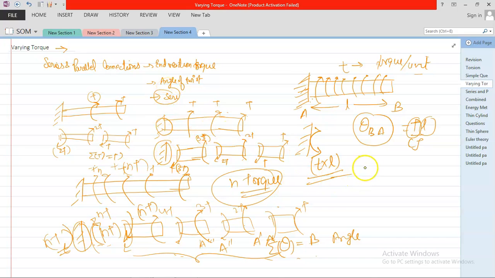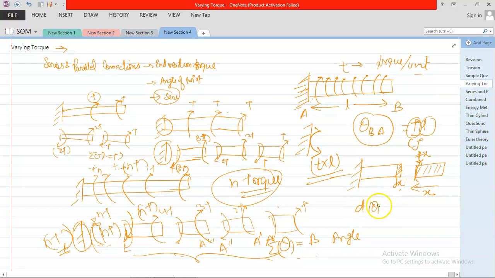So we need to form a function. Just like in UDL, we used to do related to UDL only. Suppose I am taking this dx element here. What is the end reaction couple here? This is your Tx, and for this dx length, what will be theta? d theta B. What is your d theta? It will be T into x, and what is the length of the element? dx, dx upon CJ. J is constant, so I am not putting a function of x.